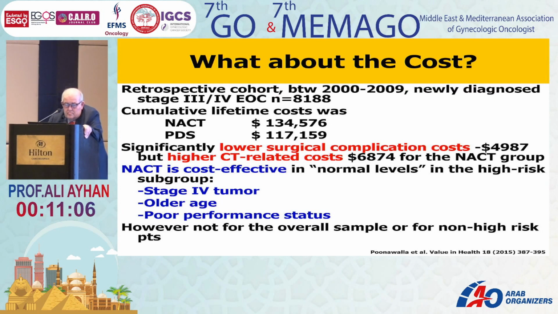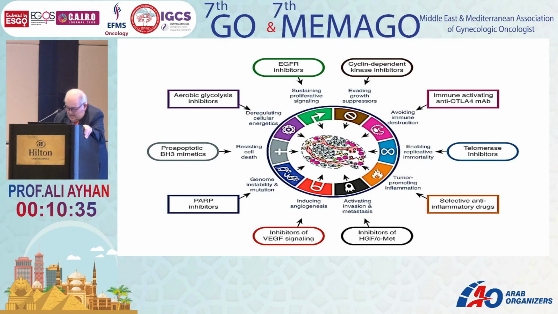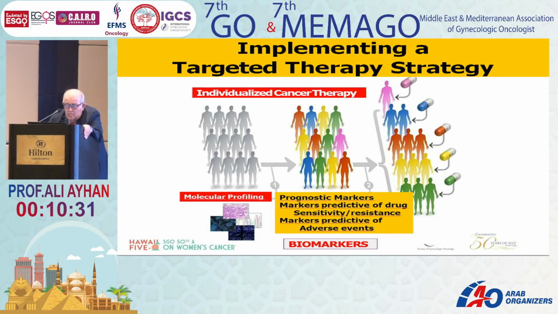What about cost? The cumulative lifetime cost in the neoadjuvant group is higher than the primary debulking groups. And neoadjuvant is cost-effective only in the high-risk subgroup, especially stage 4 tumors, older age, poor performance status. And then targeted therapies based on molecular profiling and biomarkers and individualization.